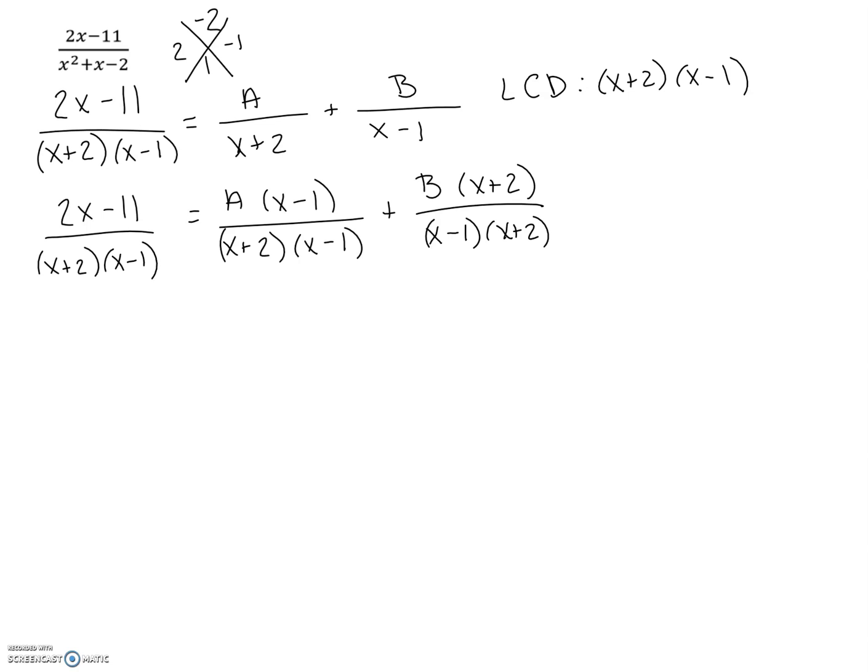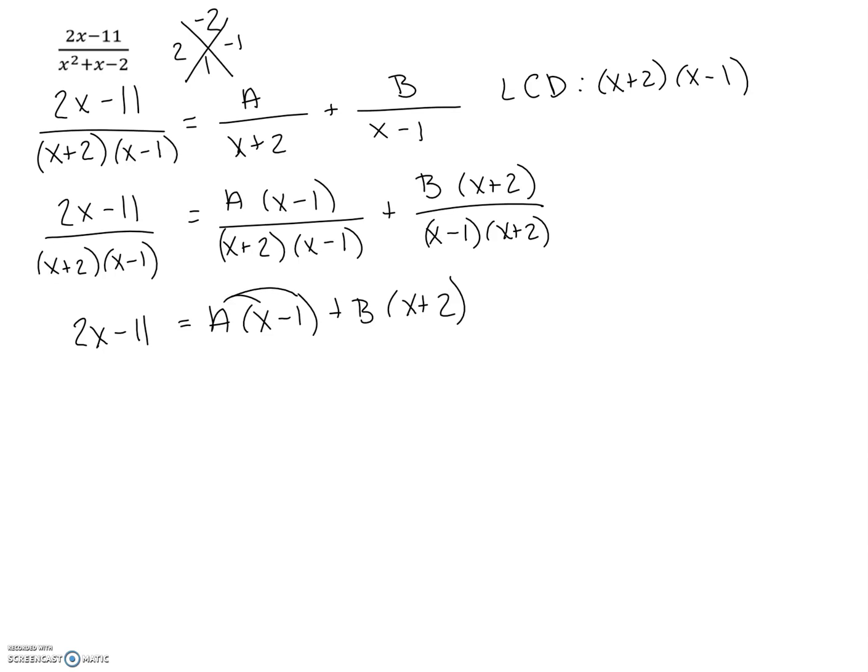Since all of my denominators are equal now, I can focus solely on the numerators. So I'm going to write 2x minus 11 equals a times x minus 1 plus b times x plus 2. Again, my whole goal in this is to figure out what the a and the b were so that I can go back and rewrite these initial two fractions.